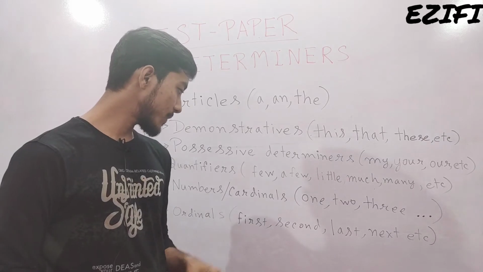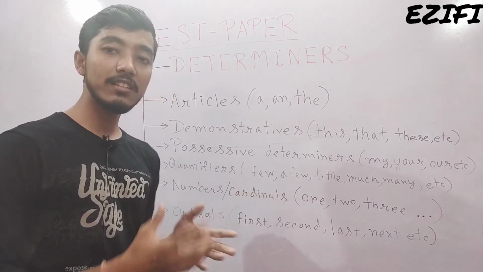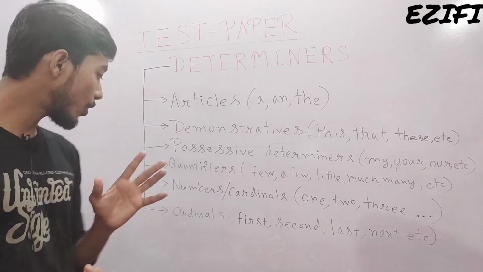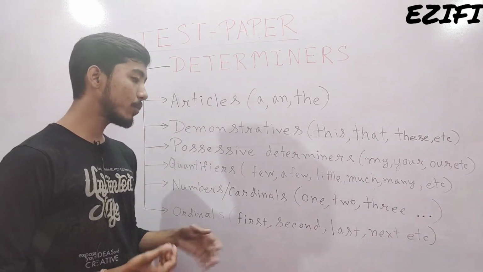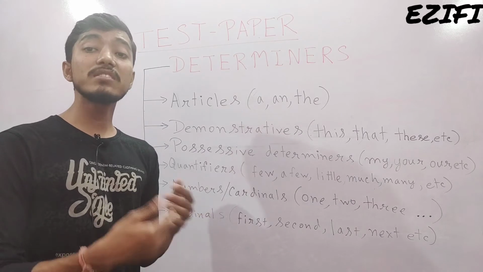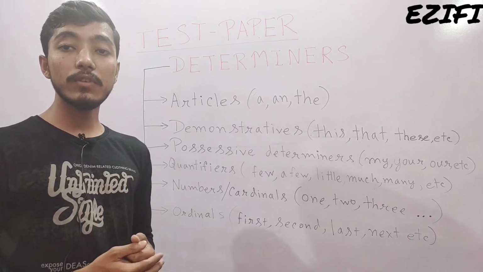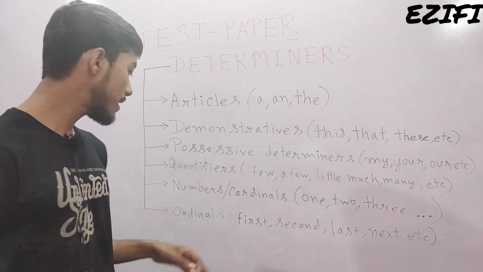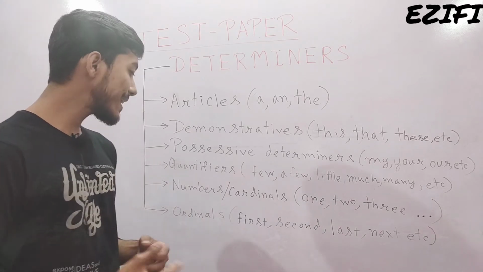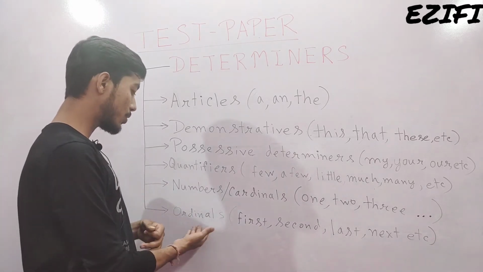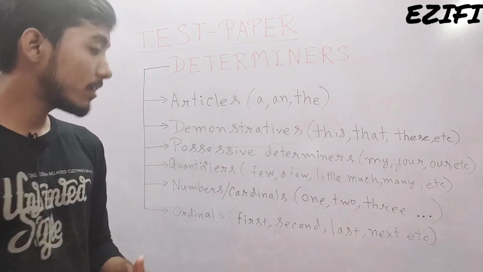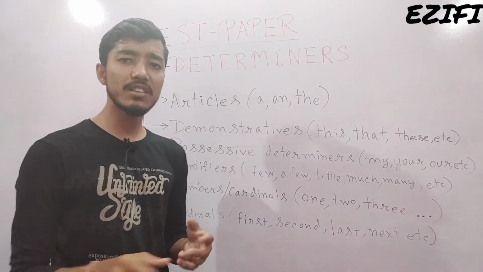Ordinals. As cardinals and ordinals have kind of similar names, cardinals are numbers, and ordinals are when we classify things as first, second, third, fourth, when we attach a position to a particular thing. The words which help us do that are known as ordinals. First, second, last, next, etc.